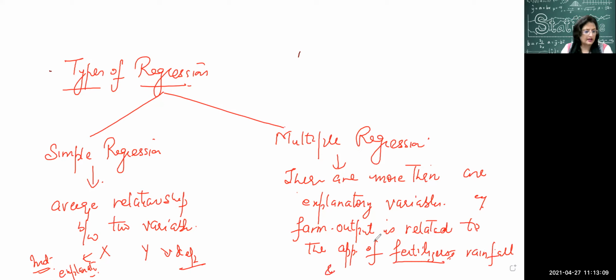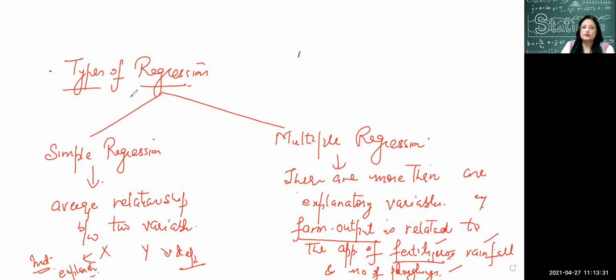यू कैन टेक, यहाँ दे हैव टेकन द नंबर ऑफ फ्लोइंग्स, number of flowings. So output is dependent upon fertilizers, rainfall, number of flowing. So these are the explanatory variables, right?